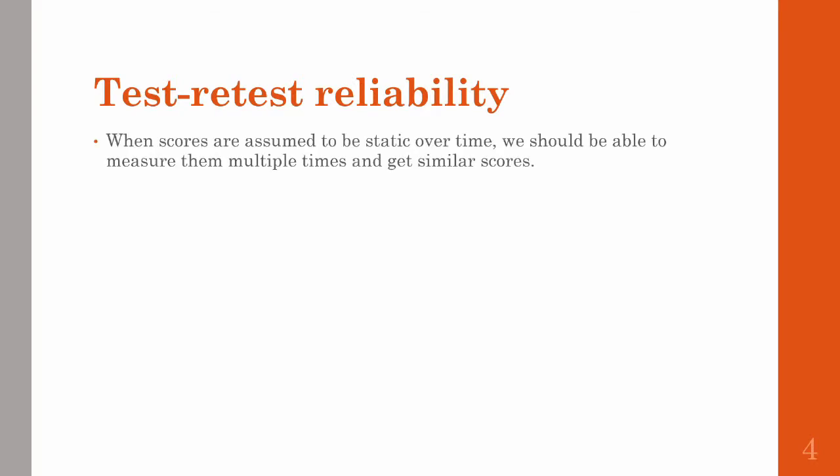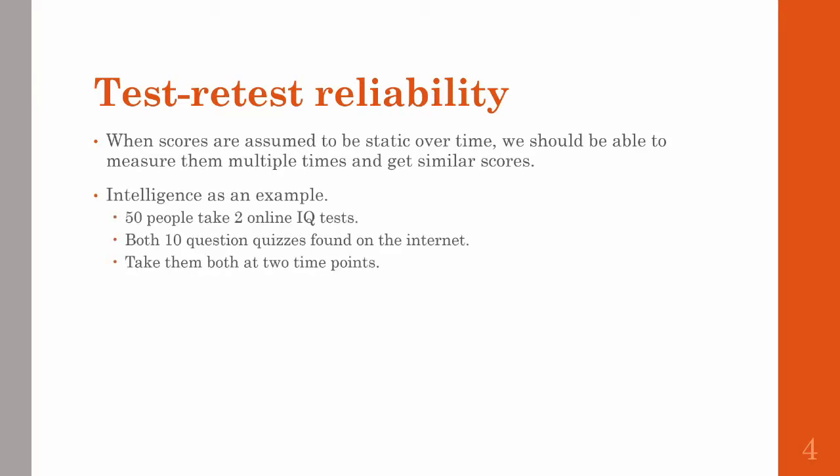Test-retest reliability. When we measure something that we assume to be invariant across time, then if we tested someone multiple times, they should get very similar scores across time. So test-retest reliability is the extent to which this is the case. Intelligence is a good example. Any good measure of intelligence will produce roughly the same scores for this individual today versus next week versus next month. If scores aren't consistent, then it's not a very good measure.